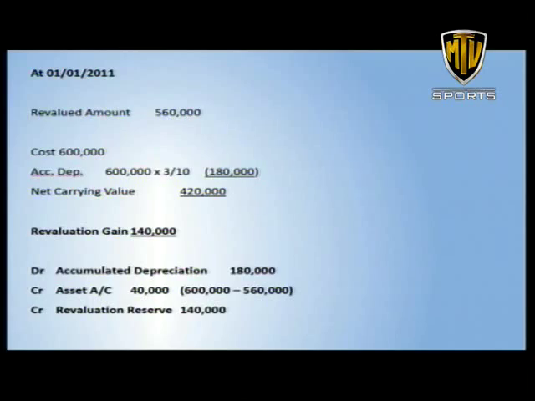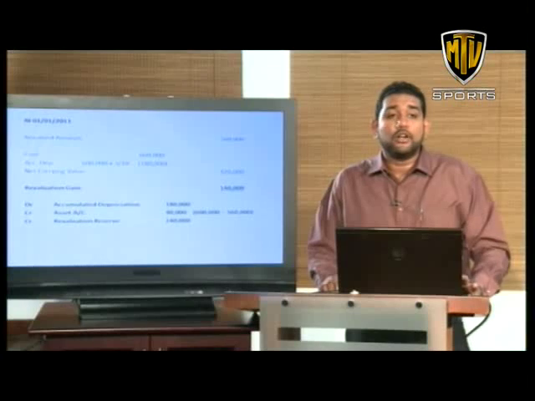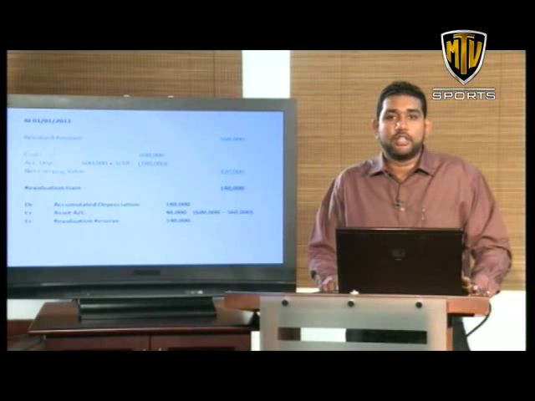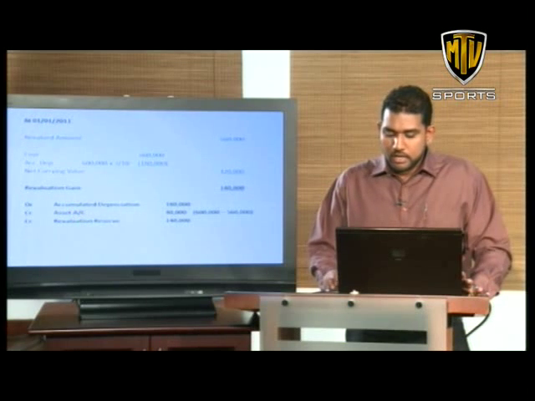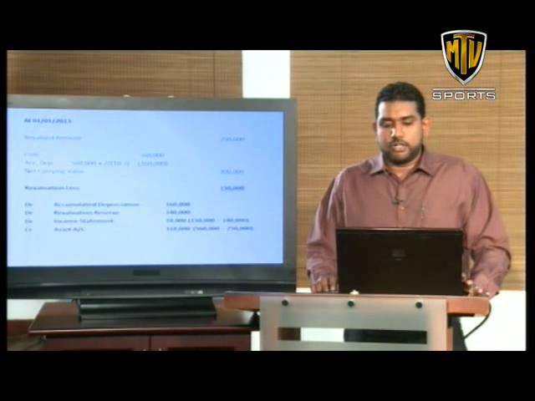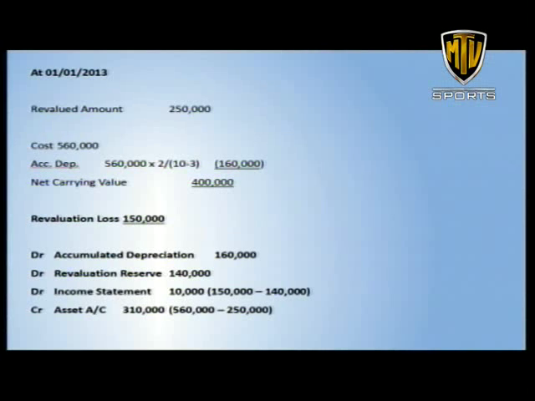Then we have the difference, $140,000. What are we going to do with that? This $140,000 is the revaluation gain which we originally calculated. So this gain of $140,000 will end up in the revaluation reserve account. And then the second valuation happens on 1st of January 2013. The revalued amount comes to $250,000 this time.